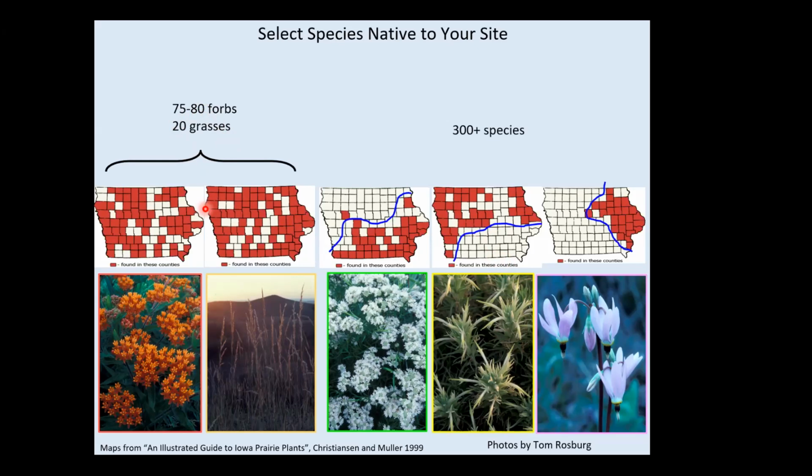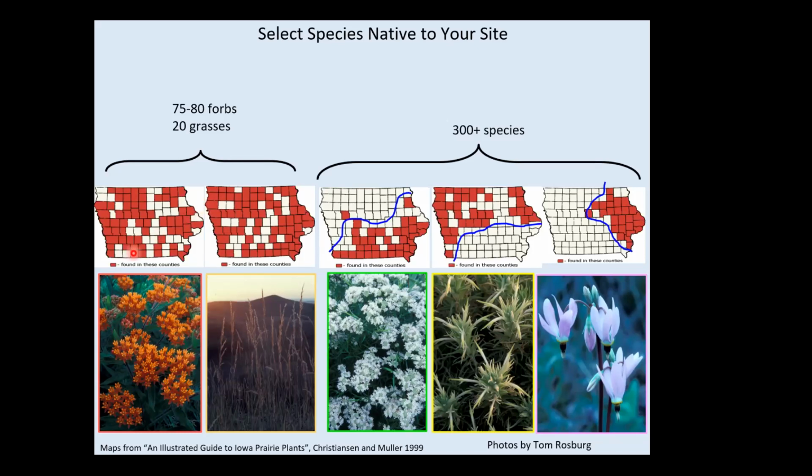They don't really tell you anything about where you are in Iowa, because again, these species could be found anywhere in the state. They're the foundation base species. But there's over 300 species that are like this. These are the species that give your prairie the correct signature on where you are, and would allow your prairie to look more like a native prairie.